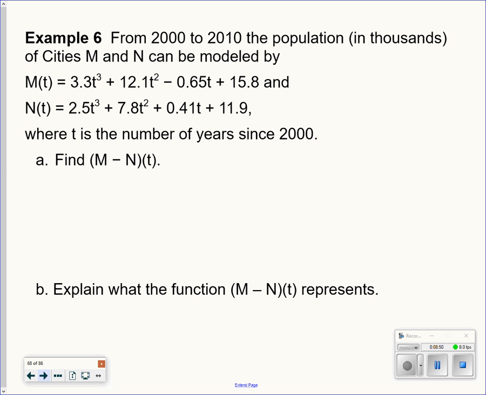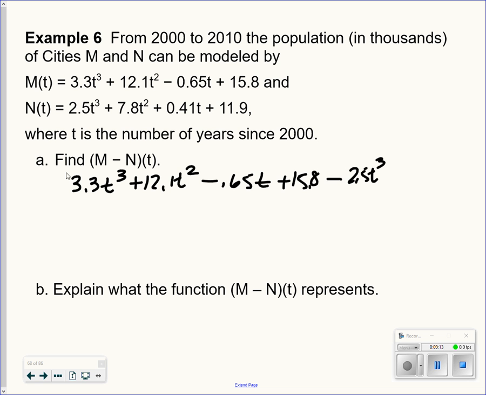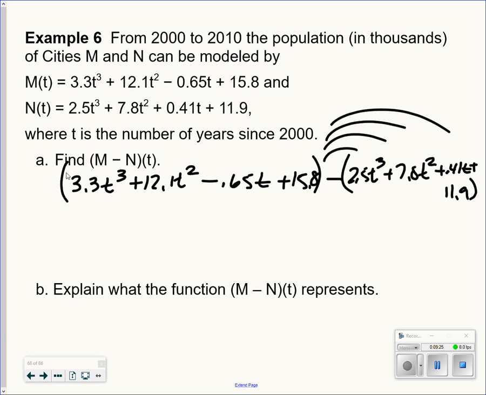In 2010, the population of cities M and N can be modeled, so M of T and N of T, where T is the number of years since 2000. Find M minus N. So this is going to be a little bit longer, but 3.3 T cubed, plus 12.1 T squared, plus 0.65 T, plus 15.8, minus 2.5 T cubed, and remember, you're subtracting this whole thing, plus 7.8 T squared, plus 0.41 T, plus 11.9. Remember, you're subtracting all of those as you go through this.